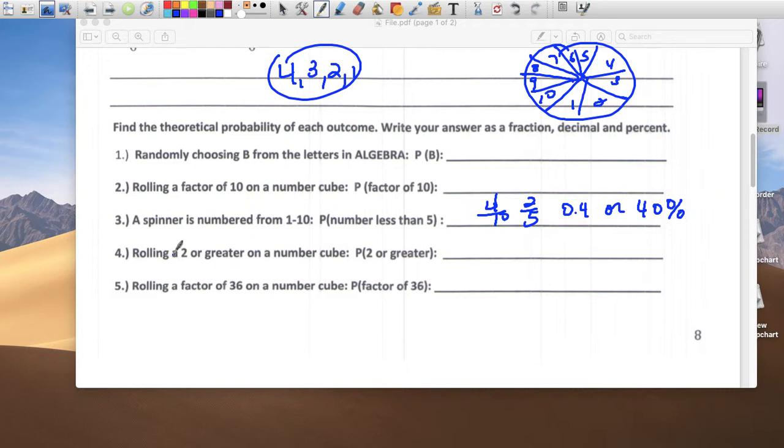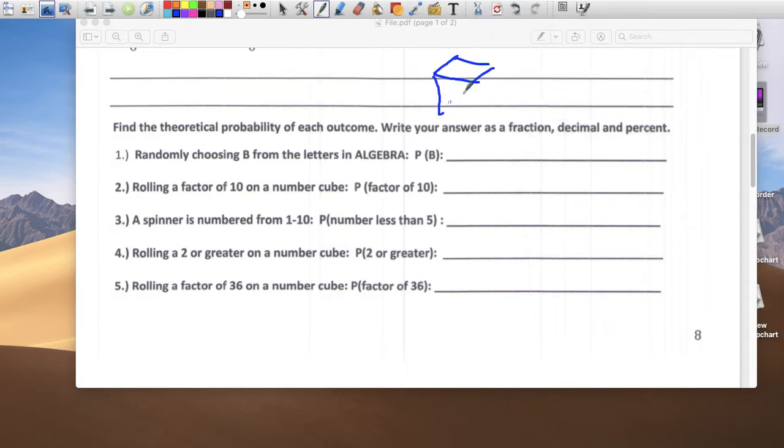Rolling a 2 or greater on a number cube. So again, we're back to the cube. So here's my cube, right? So there's my cube. In this number, we want 2 or greater. So it's 2, 3, 4, 5, 6. How many numbers? 1, 2, 3, 4, 5. So it's 5 numbers over 6. 5 over 6. And that is going to translate to 83.33%, or as a decimal, 0.83 bar notation, right? Because it's repeating forever and ever.